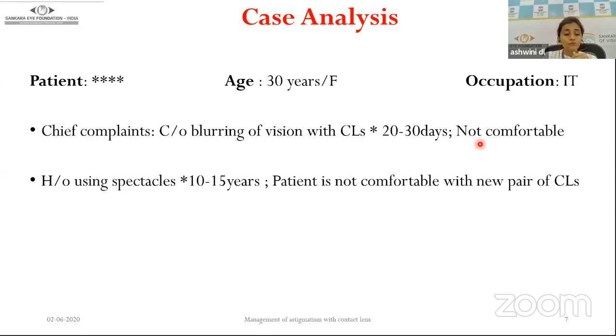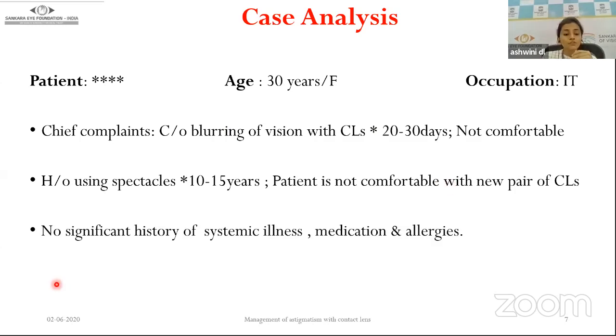When we went through further detail about the history, we got to know that she has been using spectacles for 10 to 15 years. One month back, she visited a clinic and got a new spectacle prescription, and she also wished to try new contact lenses. She wanted to shift from spectacles to contact lenses. So she purchased new contact lenses with a new prescription, but she was not at all comfortable with the new pair of contact lenses. There was no significant history of systemic illness, medication, and allergies. So this was about the history.